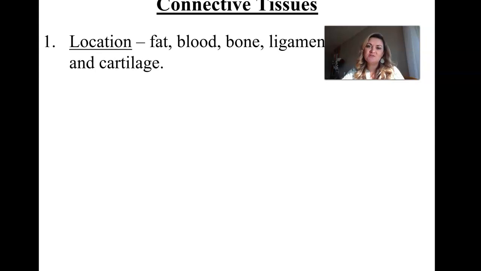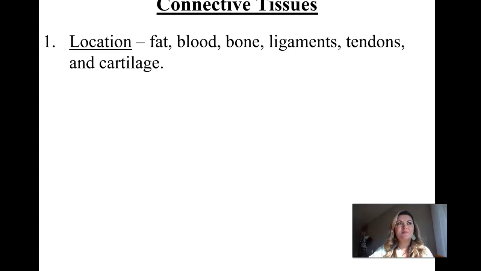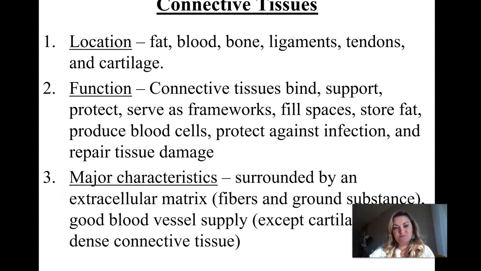With the connective tissues, they're going to be determined by their location. So there'll be things like fat, blood, bone, ligaments, tendons, and cartilage. The function of connective tissue is to bind, support, protect, and serve as a framework for the body. It's also going to fill spaces between different cells and different tissues. It's going to store fat, produce blood cells, protect against infection, and repair damaged tissues.